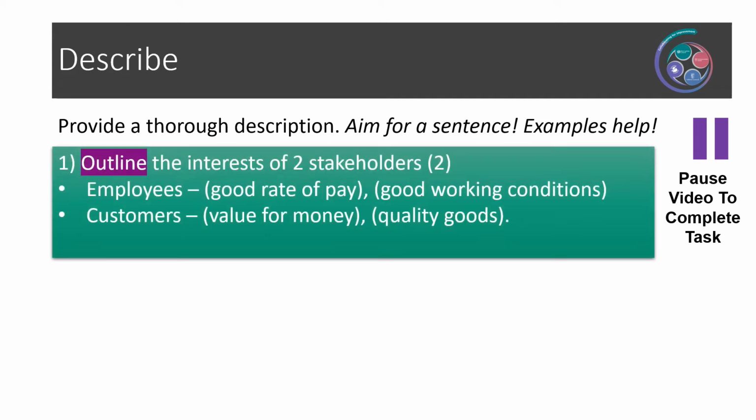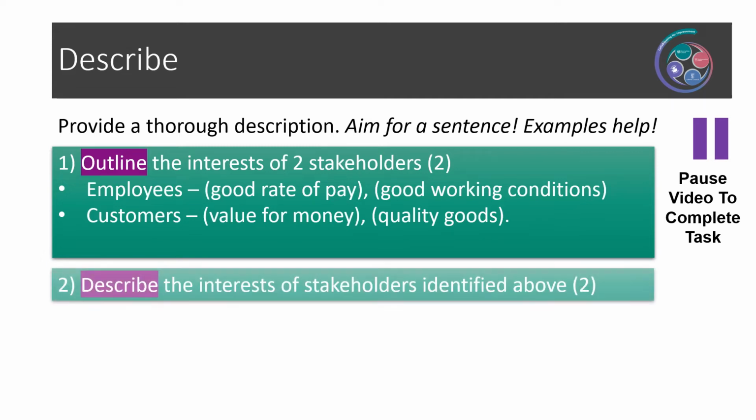So back to the previous question. The previous question was outline the interests of two stakeholders. And you had employees wanted good rate of pay and good working conditions. Customers wanted value for money and good quality goods. A describe question that would be very similar would be describe the interests of stakeholders above. So this time I'm going to ask you to pause the video for 3 minutes to complete the task.